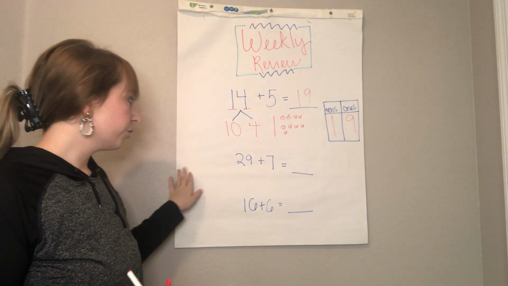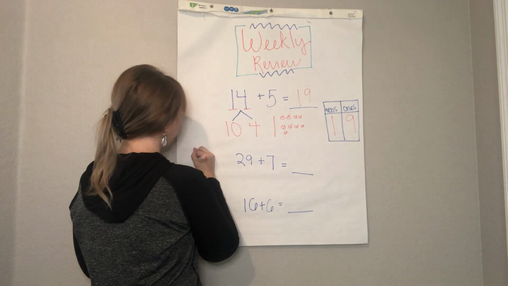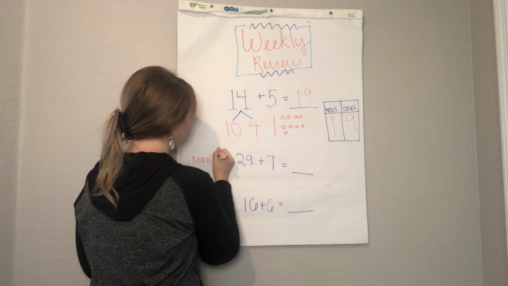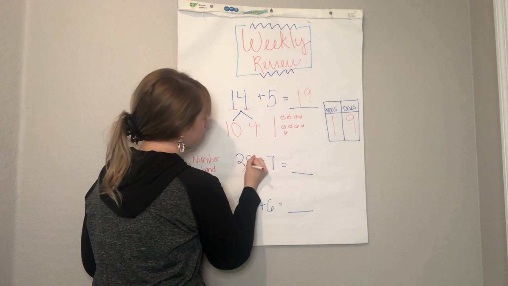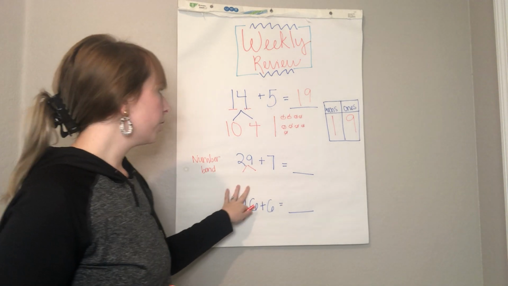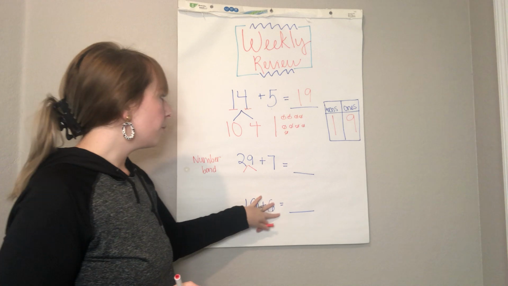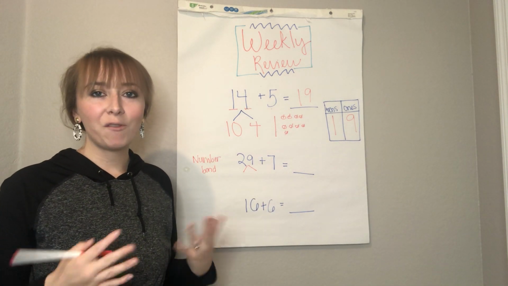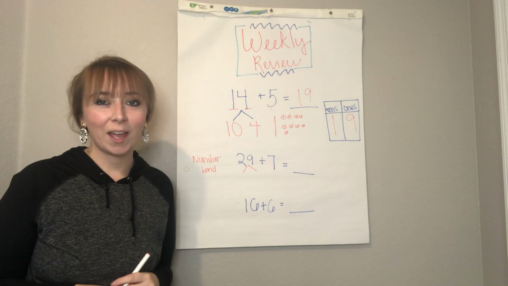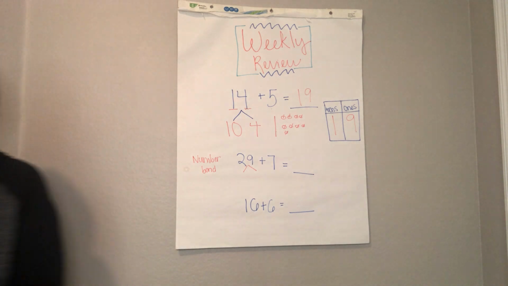So for the second one, this is where I would like you to do our number bond. We're going to break up 29. And what I want you to do for this one is the same strategy that we did up here. So I'm going to let you have a little bit of time to practice that on your own. Okay, I'm going to give you about 2 minutes. Go ahead.